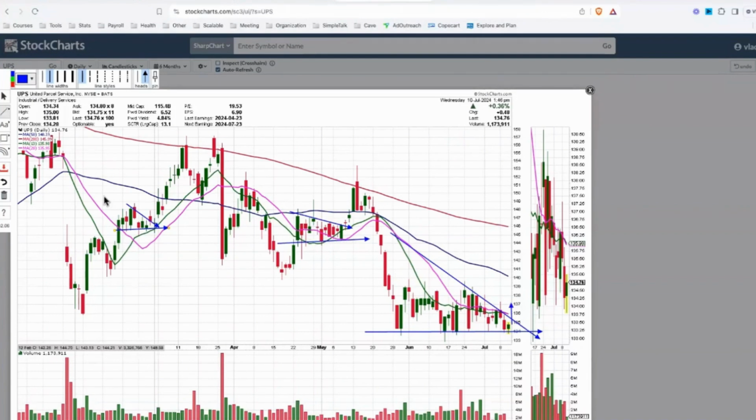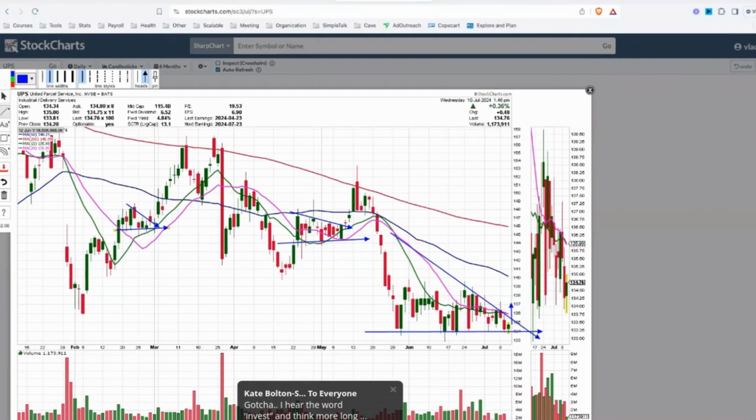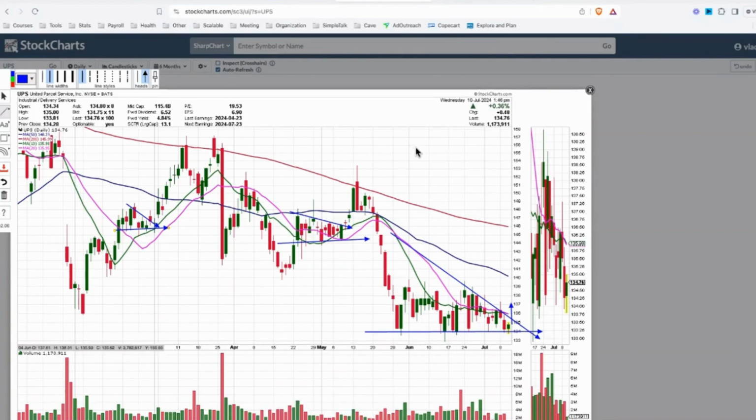When it went like this consolidation here, if it happened 2-3 days, you're making a ton of money. You don't want to go past here. And you could see here, it breaks through, hits this 200-day moving average back. It's only a few days to make money. I hear the word invest and think more long term. Yeah, invest is anytime you put money in, you know.